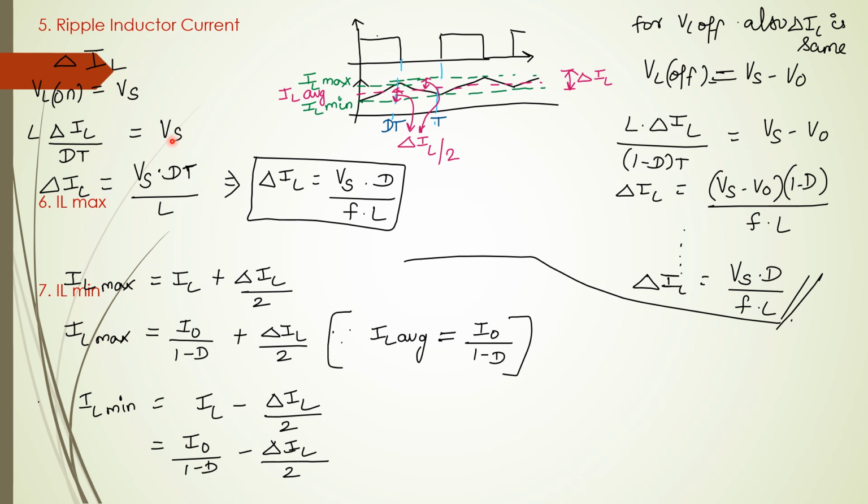Next is the ripple inductor current, change in IL. VL on we have already found equal to Vs. Then L into del IL by dt, replacing that, equal to Vs. At last we find the equation for del IL, the change in the inductor current, which is equal to Vs into D by FL.